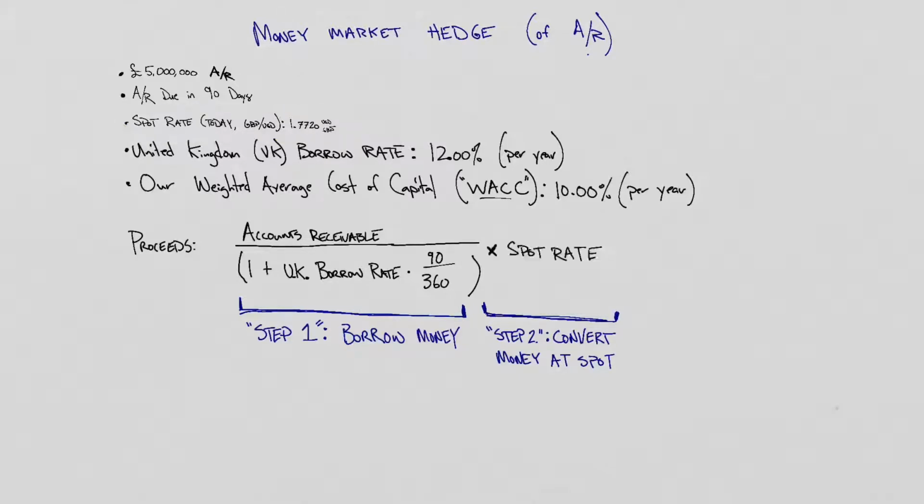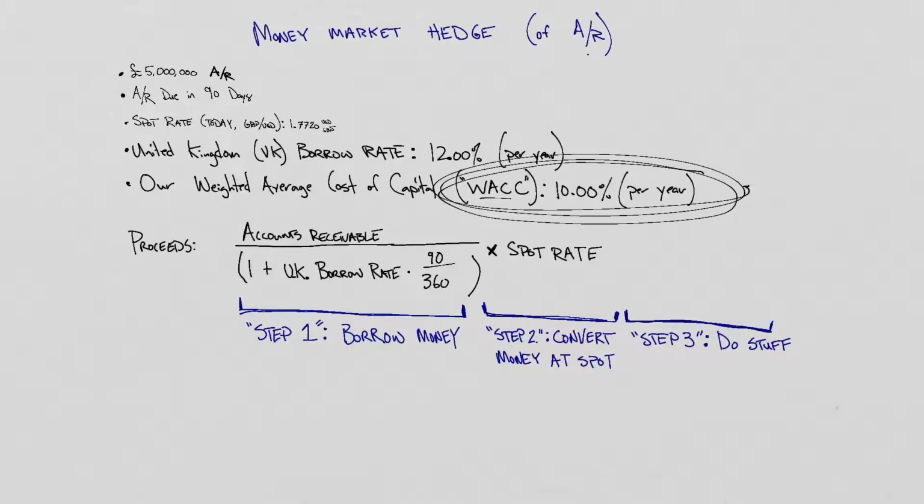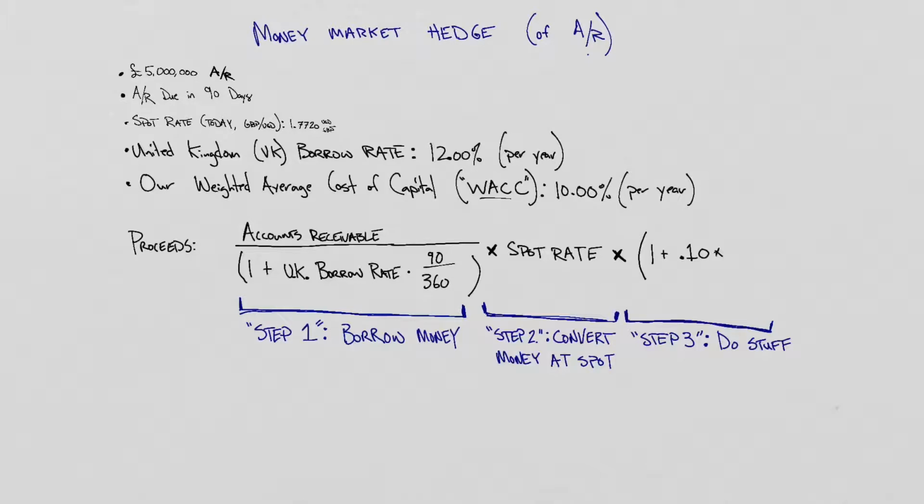So what we're doing is taking those proceeds and then converting it at the spot rate. And then our step 3 is what I like to call do stuff. We're going to take our proceeds and go and invest and do things that a company does with the money. And our expectation, given that our cost of capital is 10%, our WACC is 10%, is that whatever we do with this money, we can earn at least a 10% return with it. That 10% return is on an annualized basis. So de-annualizing that to 90 days gives us all we need for our final step.